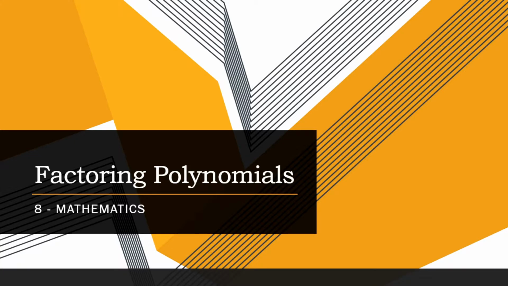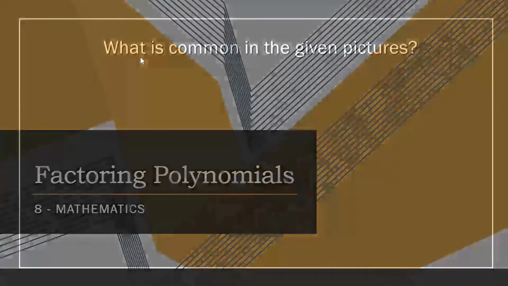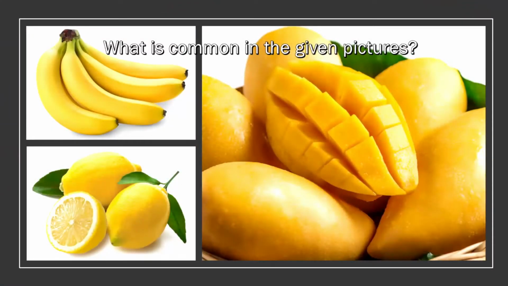Okay, good day, class. So we're here today to talk about factoring polynomials. So first, what is the common in the given pictures? So here we have the yellow banana, the lemon, and the mango. So pare-pareho po silang kulay yellow. Ano pa? They are all healthy para sa atin.